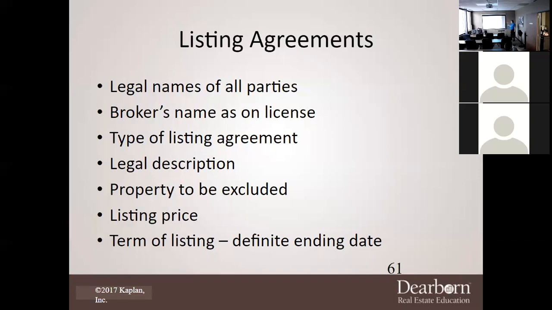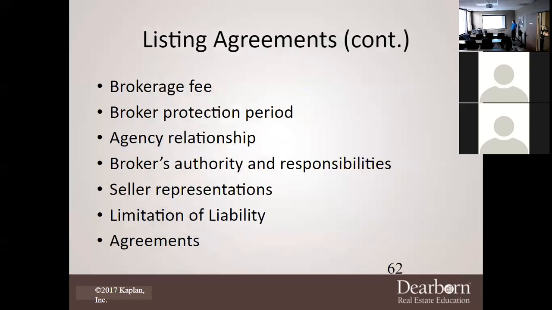You also have to have the terms of the listings. Again, you have to have that definite ending date, and not put an unreasonable date in there. It also is going to talk about the brokerage fees, how much the broker is going to charge. It's also going to talk about the broker's protection period. The protection period states that Mr. Eugene, after our listing terminates, I have a certain period that if any of the people I've showed the property to come back and put an offer in, I'm still entitled to a commission.